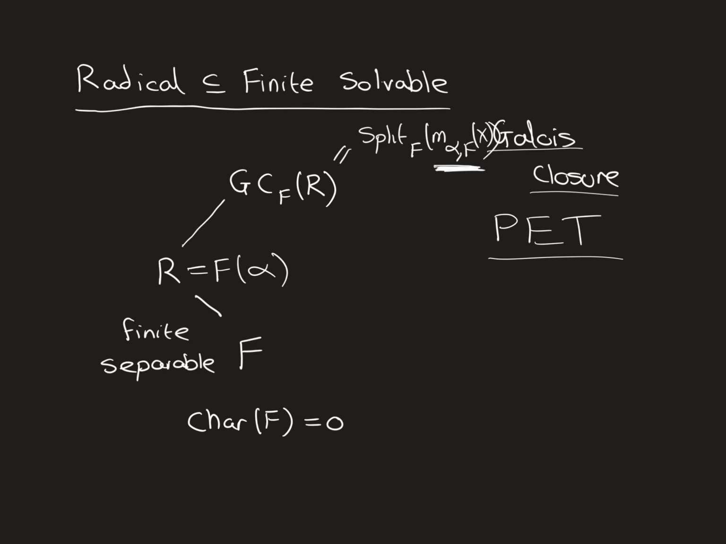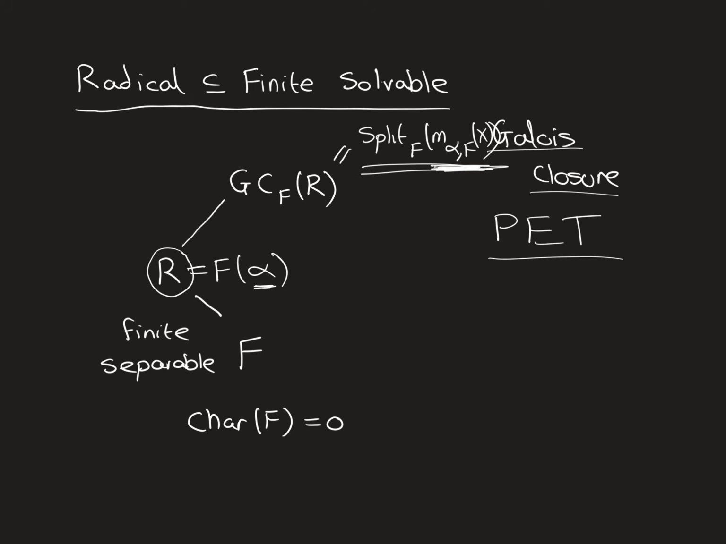So this splitting field is therefore going to be a finite Galois extension, and it's going to be the smallest finite Galois extension containing R, because any finite Galois extension that contains R is going to have to contain alpha, and any finite Galois extension that contains alpha is going to have to contain the splitting field of the minimal polynomial for alpha, because it's normal. Finite Galois extensions are finite, and then Galois, which is normal and separable.